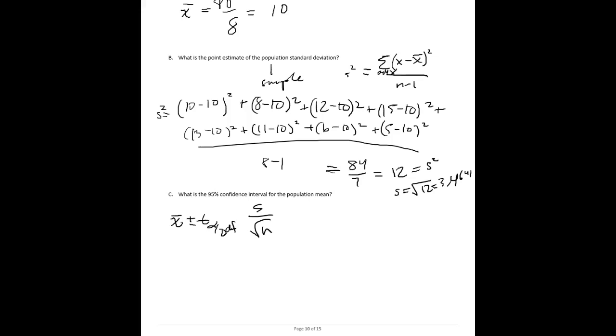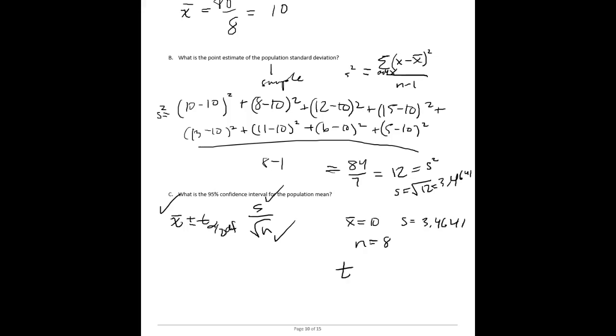Do we have an x bar? Yes. Do we have a t alpha half? No, but we have the components to find it. Do we have an s? Yes, we calculated that. And then do we have an n? We certainly do. Okay, and our x bar is 10. So we'll just write these down here. x bar is 10. s is equal to 3.4641. And n is equal to 8.